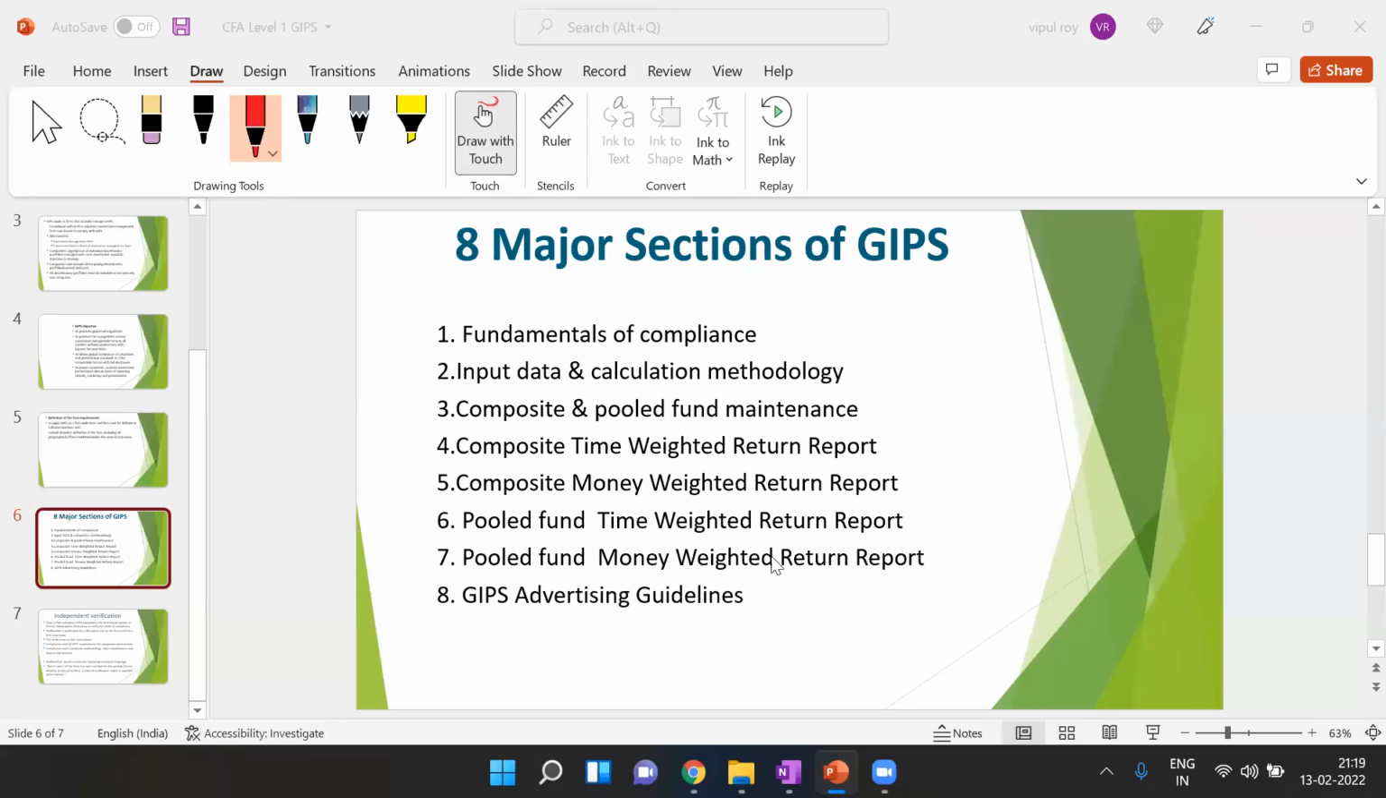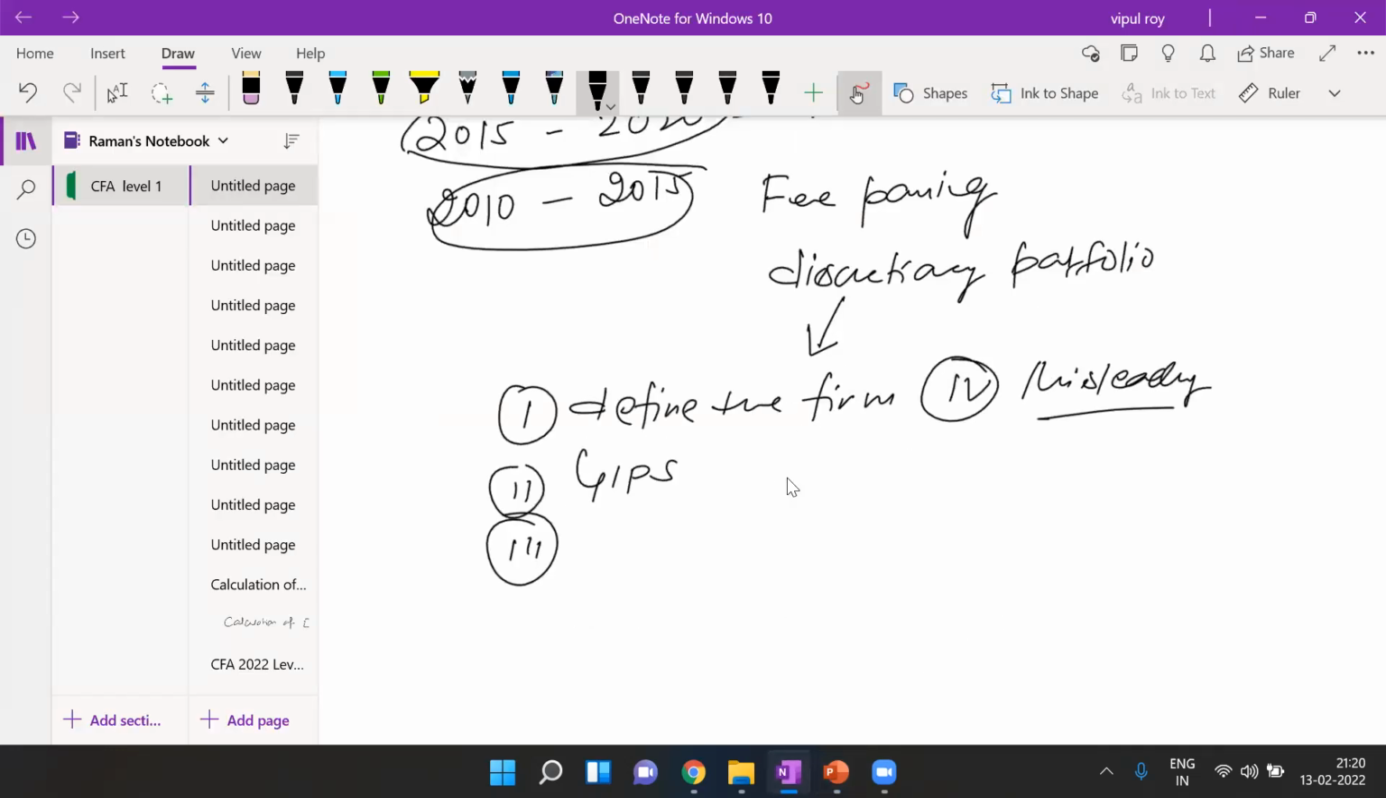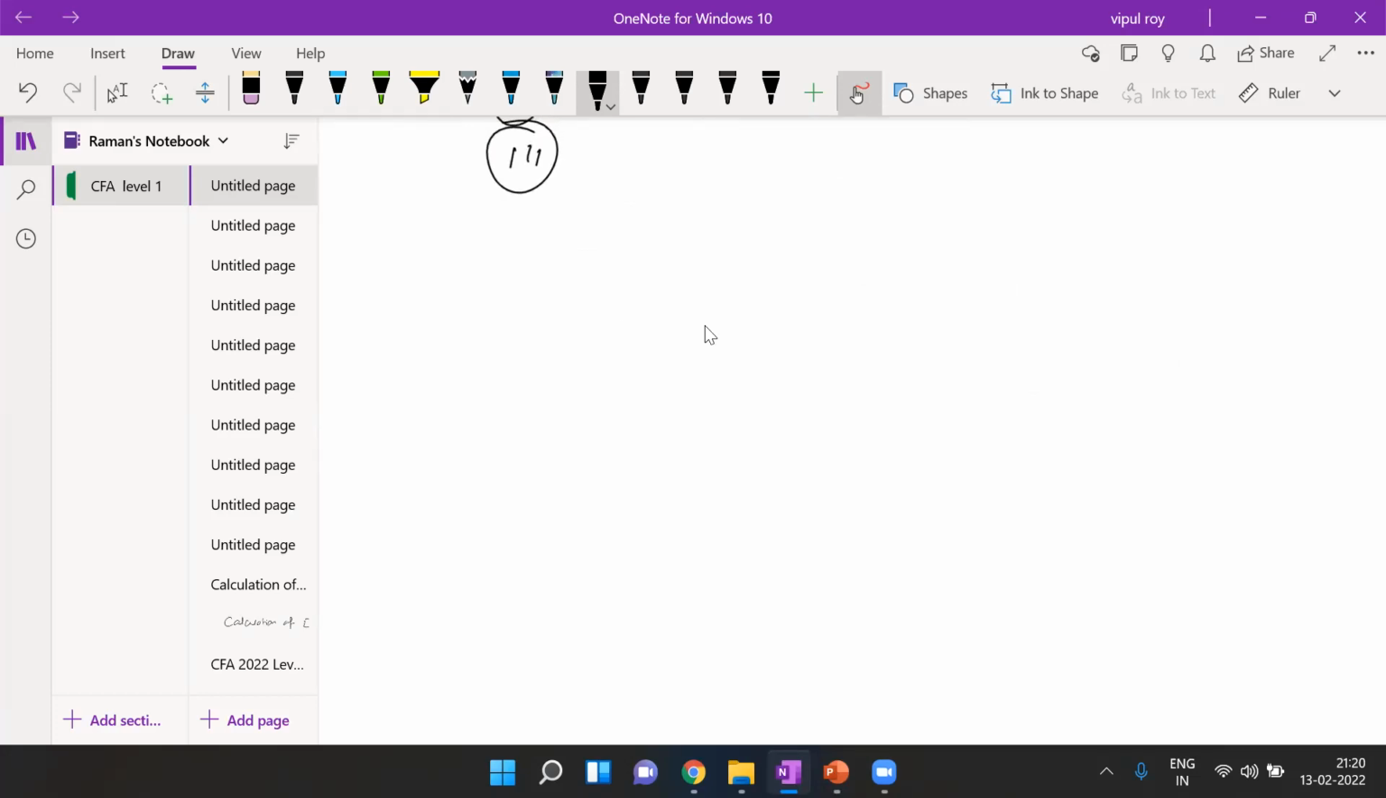In composite and pooled fund maintenance, it says that you need to create an asset weighted composite, which means whatever assets you have in your composite, you have to assign a particular weightage to each and every asset. So let's say you have a composite comprising different funds, and all those funds are invested in large cap stocks. Now, according to the market cap of all those securities or asset classes, you have to assign certain weightage.